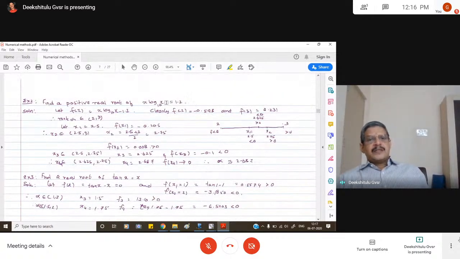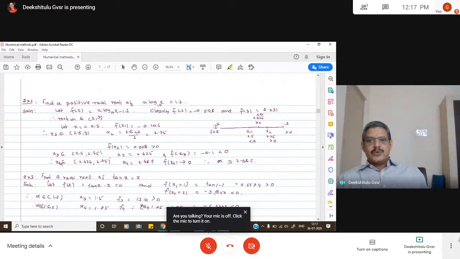Another problem, x log x base 10 is equal to 1.2. So this is f of x. Clearly f of 2 is a negative value and f of 3 is a positive value. So alpha lies between 2 and 3. Let us say x1 is equal to 2.5. To avoid confusion, this is a better way. 2 and 3 are the initial values we have taken. f of 2 is less than 0, f of 3 is greater than 0, and we are considering x1 equal to 2.5 in between. So f of x1 is negative, so I have written negative here.